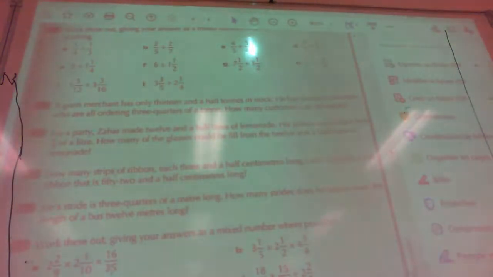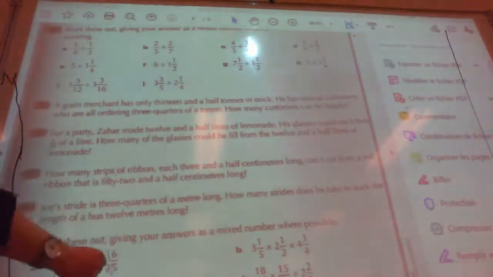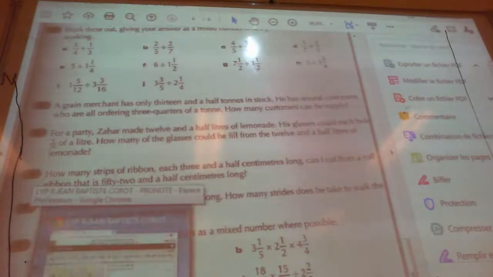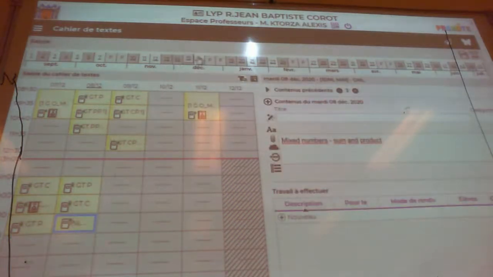I think I asked A, B, C, D, E for a group and F, G, H, I, J for the other group. And I don't remember which group I asked. We have to do this with a group and the other with another group. Yeah, I asked, but I forgot to write what to do. Sorry for that.